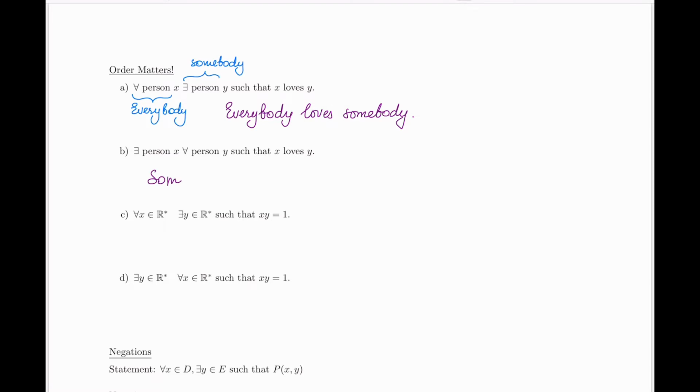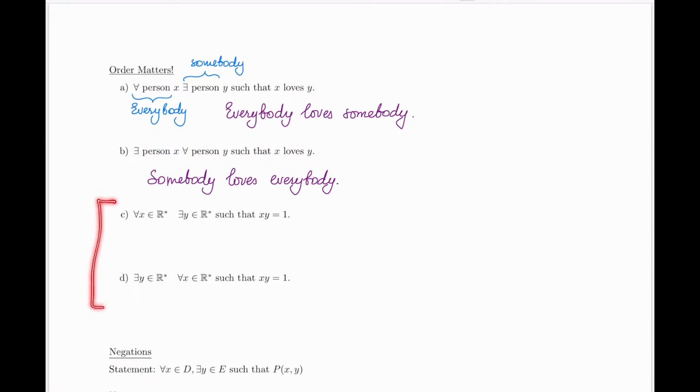So somebody loves everybody. Right here, the order also matters in the actual way we say it. So this somebody is my X, and once you pick them, they will end up loving everybody else.